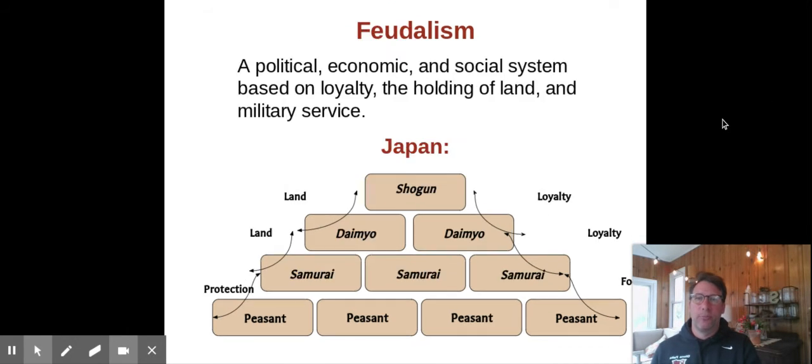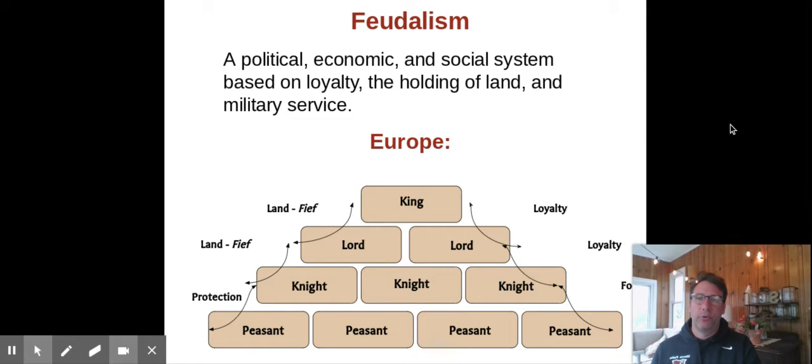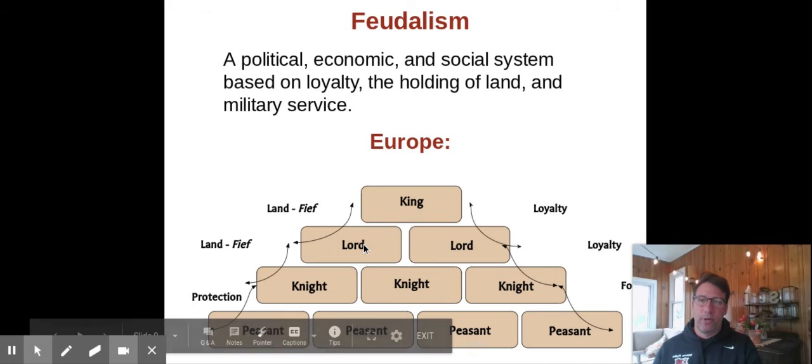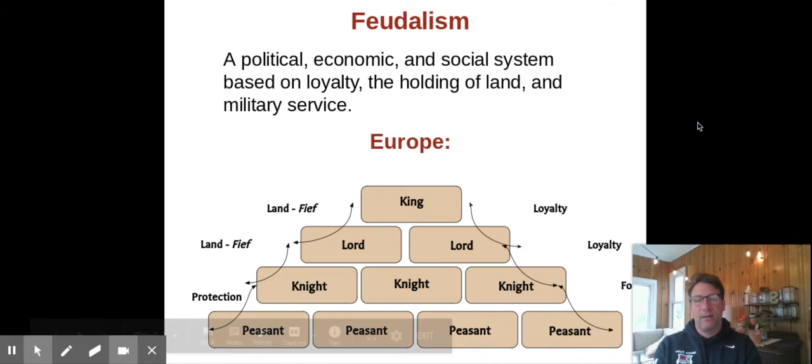We have a similar situation in Europe. So you can see if you go between the two of these, it'll just provide you with a simple setup of how these were similar. Rather than an emperor, we have a king. Rather than a daimyo, we have lords. Rather than samurai, we have knights. And we still have peasants. But it also is based on the same exact principles of loyalty and land.